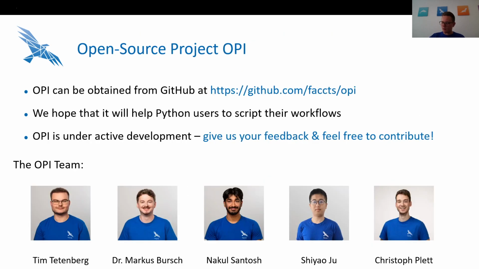With that, I'm already at the end of the OPI part of this talk. So OPI can be obtained from GitHub. Check out FACCTs/OPI. We hope that it will help Python users to script their workflows and to obtain the output of these workflows. And OPI is under active development, so we would be really happy if you give us your feedback, and you can feel free to contribute.